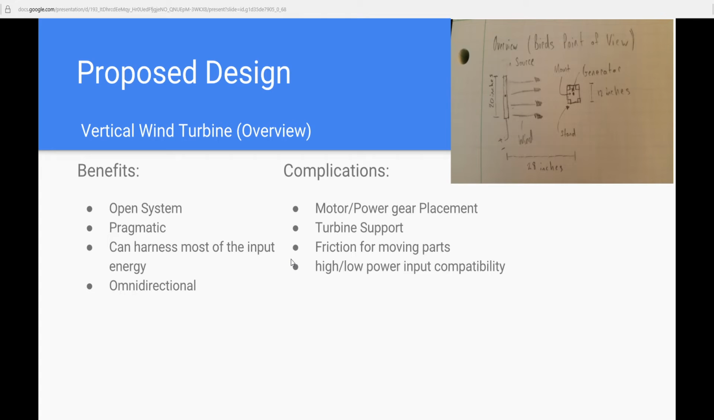Some complications we found when designing our vertical wind turbine is how we're going to support the turbine. The turbine needs to not fall over in turbulent wind or the wind setting of the fan. Some friction for moving parts is going to be a complication. Where we're going to put the motor on the turbine and the gear for the generator is another complication, and there have been some concerns about the power input compatibility.